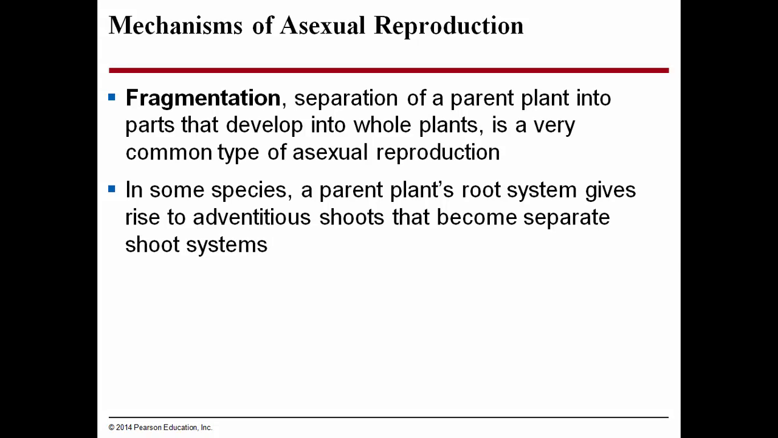Fragmentation is the separation of a parent plant into parts that develop into whole plants. It's a very common form of asexual reproduction. In some species, the parent plant's root system gives rise to adventitious roots that become separate shoot systems. Okay, fragmentation is when you can break off a part of a plant and grow it. It's the basic premise behind grafting. I think we're going to talk about grafting later on in this chapter. But these are two mechanisms of asexual reproduction.